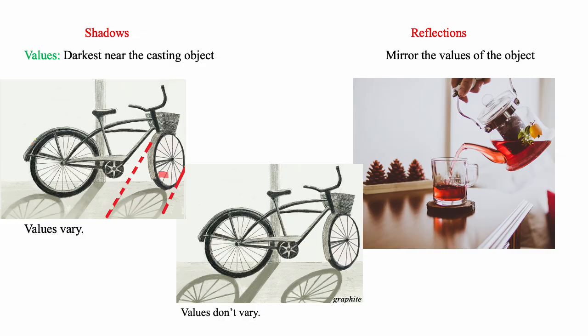Shadows are darkest near the casting surface, like this wheel shadow, and then get lighter as they move away from the object. The gradation from light to dark in either direction makes this surface look horizontal. In contrast, when we don't vary the values, the shadow is less convincing and the surface looks more vertical. Reflections, in contrast, mirror the values of the object, like these dark pine cones are dark in the reflection.